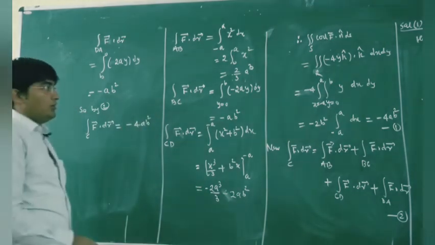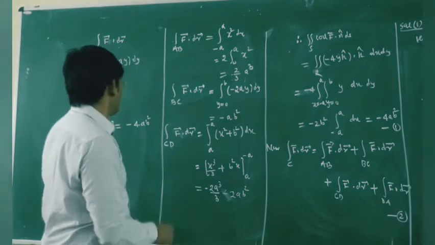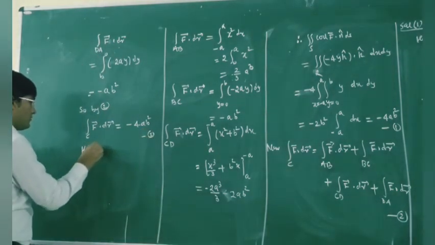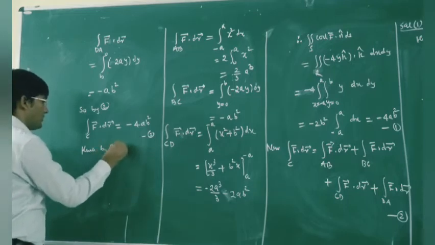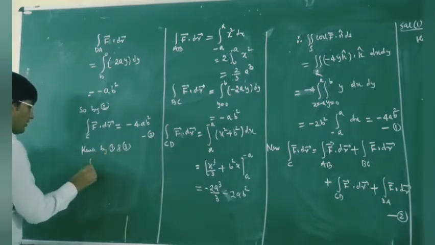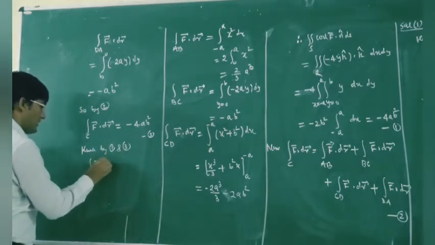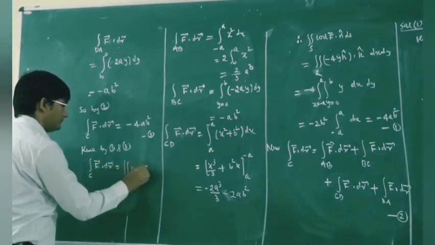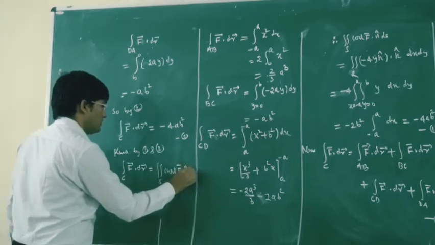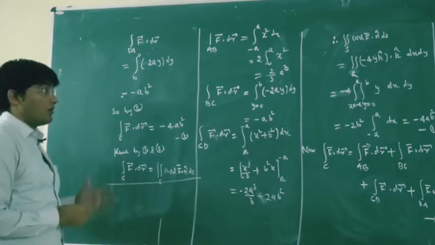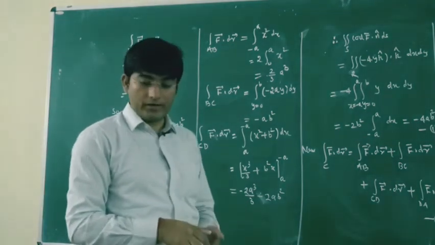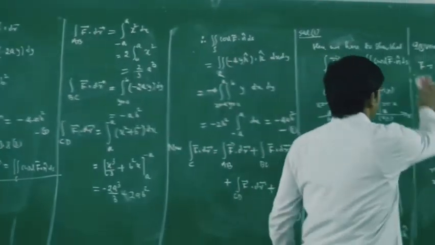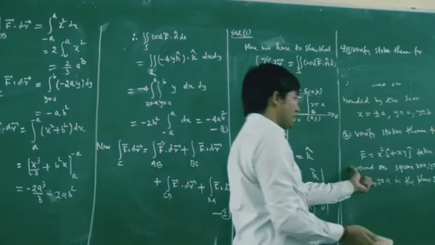So you can see that from equation number 1 and 3, hence by 1 and 3 we can say that our line integral is the same as the surface integral. So our Stokes theorem is verified. Then we have the last question of this Stokes theorem. Similarly, you can prove this second part.